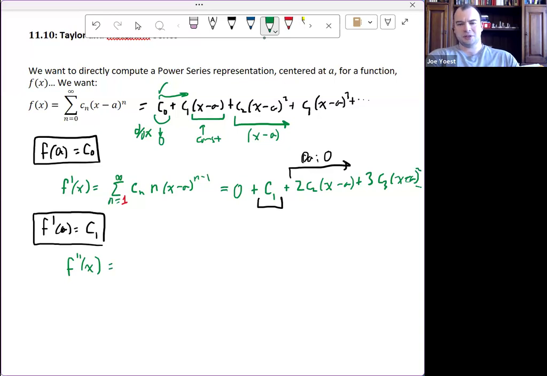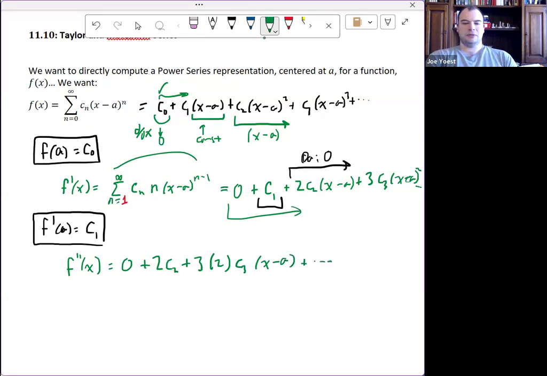What's f double prime of x? I'll stop working with the series representation and just work with this representation now. My C1 differentiates to 0. My C2 term, C2 times (x minus a), differentiates to C2. My C3 term differentiates to 3 times 2 times C3 times (x minus a) to the first, and so on. Everything after the C3 term also has at least 2 powers of x minus a.